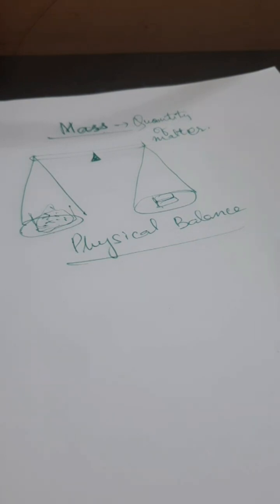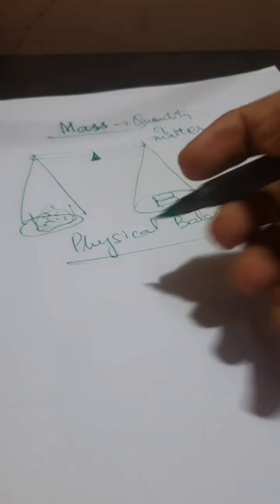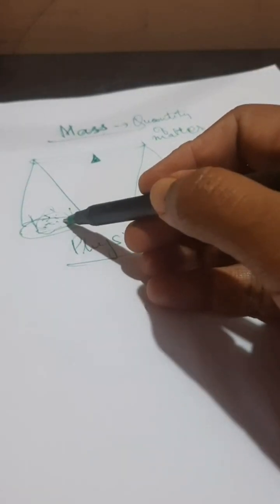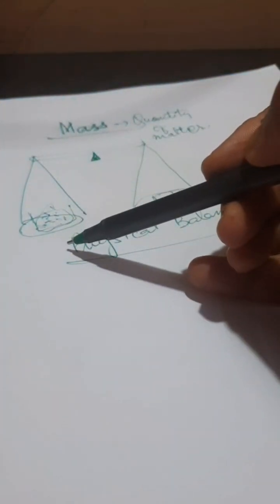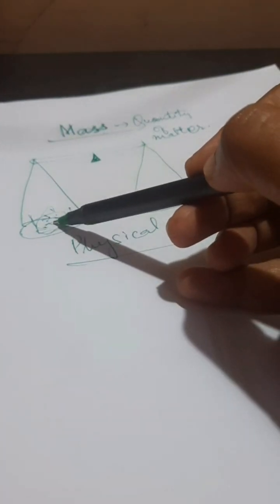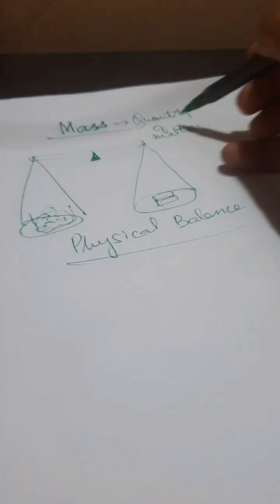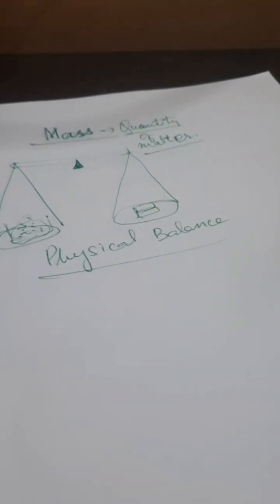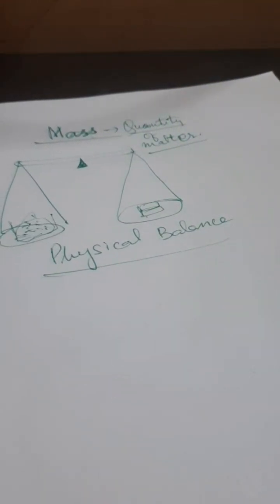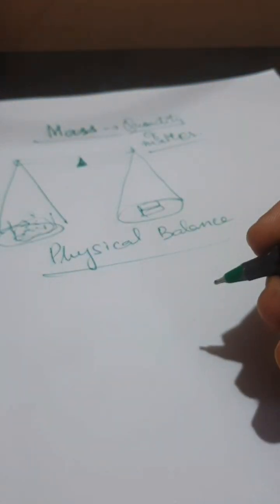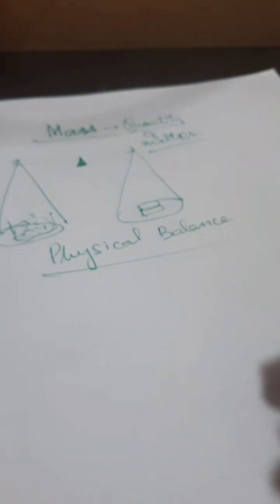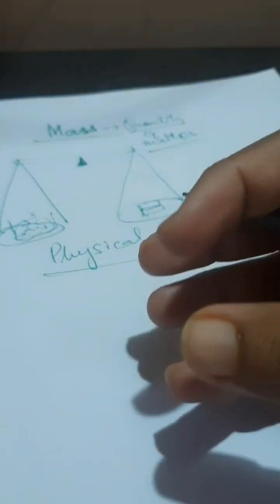So, the mass of a substance, whether you are measuring at your home or you are measuring in the shop or you are taking that same thing and you are going to some hilly region to measure with the same physical balance, the mass of the substance does not change because the quantity of matter does not change. So basically, mass is related with the value of the matter inside that object.